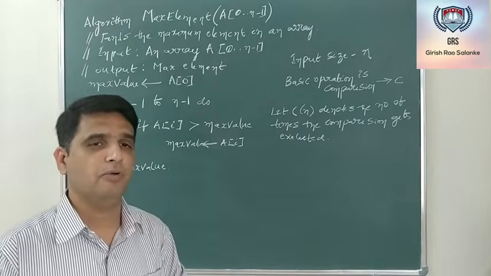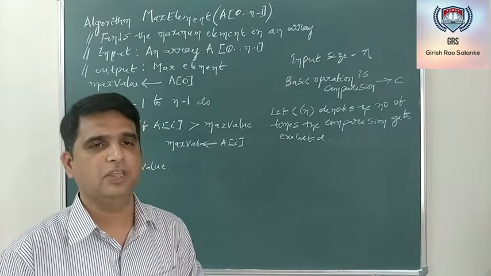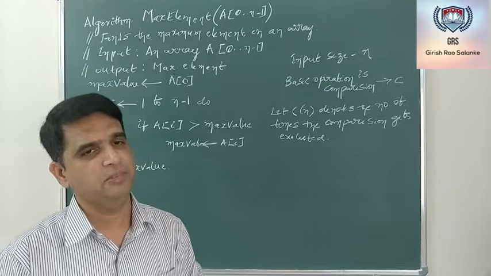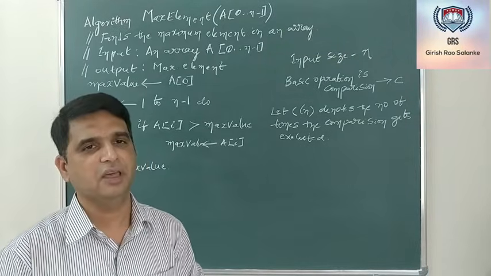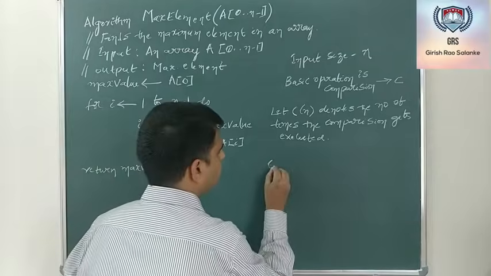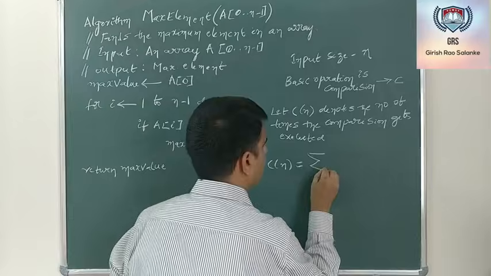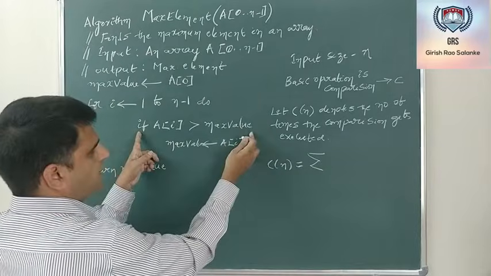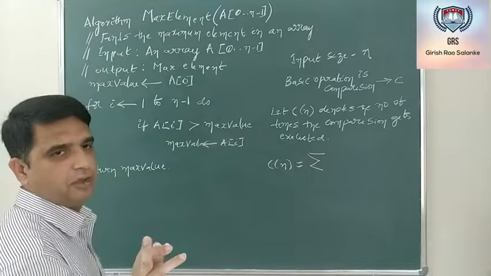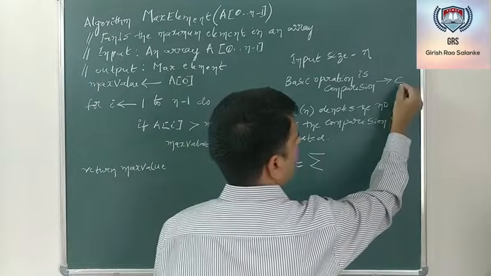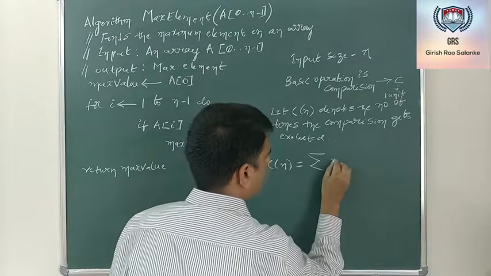What was the fourth step? The fourth step was we should come up with a sum which expresses how many times the basic operation gets executed. Let me express it as C of n is equal to the summation of this, which is my basic operation. Let me denote that the basic operation takes 1 unit of time. That means each basic operation takes 1 unit of time. So let me denote this as 1.